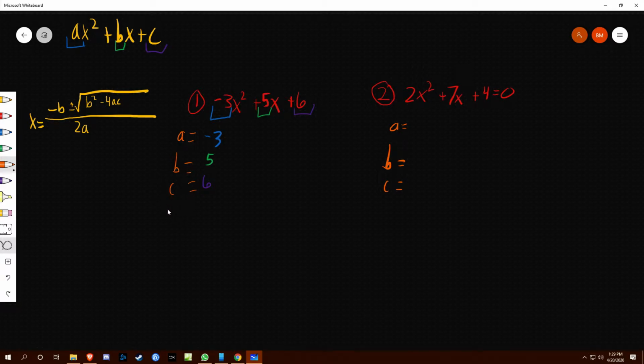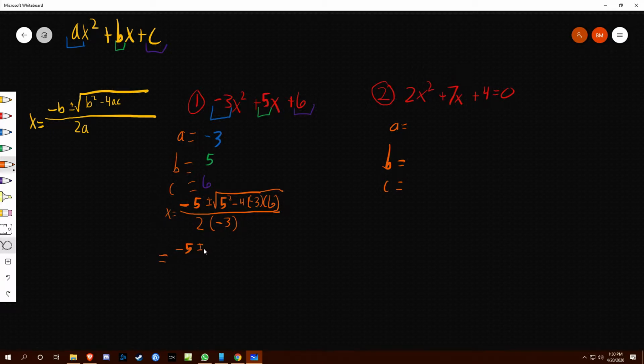So x equals opposite of b. Well, b is positive, so I'm going to make this a negative 5, plus or minus the square root of b squared, so 5 squared, minus 4 times a, times c. And it's all over 2 times a, which is negative 3. And what I'm going to do here is go piece by piece. Negative 5, there's nothing I can do there, so I'm just going to rewrite negative 5.